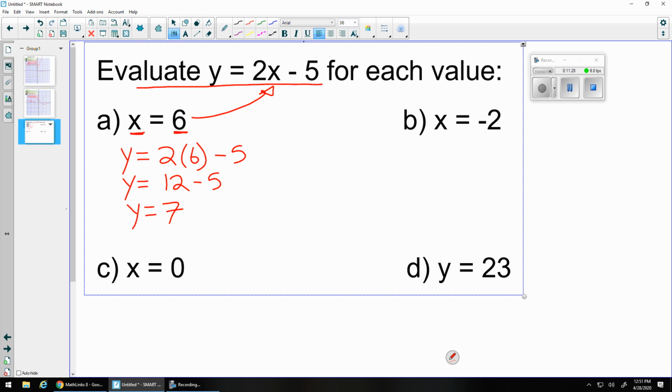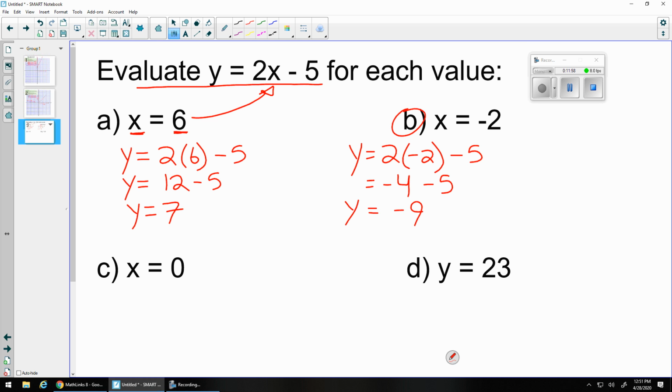What if x is equal to negative 2 in B here? Well, then y would be equal to 2 times negative 2 minus 5. 2 times negative 2, a positive and a negative together is a negative. 2 times 2 is 4, so negative 4 minus 5. Negative 4 minus 5 positives would be going down to negative 9. So y would be equal to negative 9.